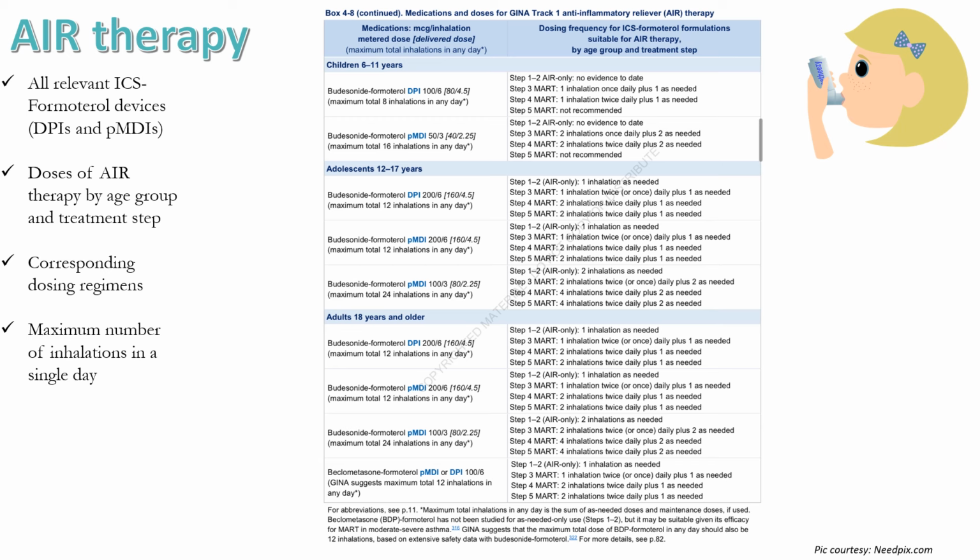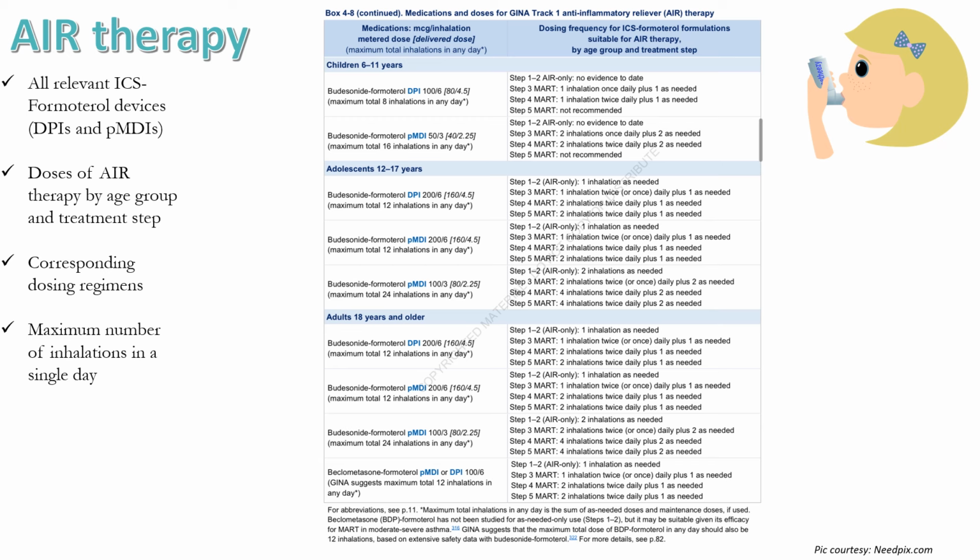Why is it known as anti-inflammatory reliever? Because it has two components. One is the steroidal component, that is inhaled corticosteroids, which acts as the anti-inflammatory agent, and second is the reliever therapy. The reliever part can be a short-acting beta agonist, or it can be a specific long-acting beta agonist with an onset of action as quick as a short-acting beta agonist, which is formoterol. So GINA has clarified the details about track 1 anti-inflammatory reliever therapy.